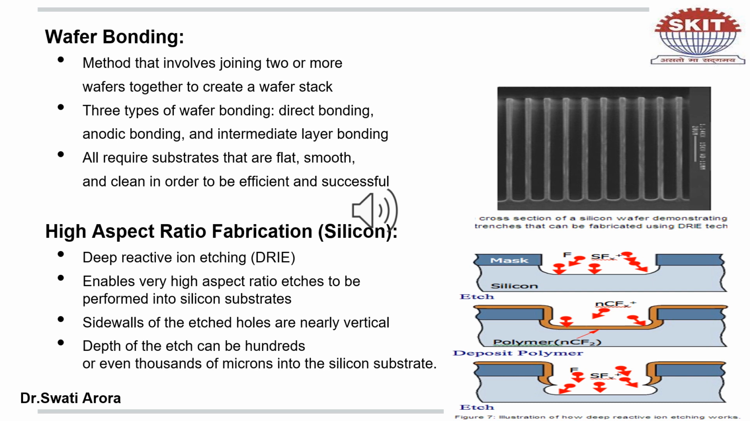And this high aspect ratio fabrication is a deep reactive ion etching technique used in this, which enables very high aspect ratio etches to be performed in silicon substrate. The side walls of etched holes are nearly vertical, and the depth of the etch can be hundreds or even thousands of microns into the silicon substrate.